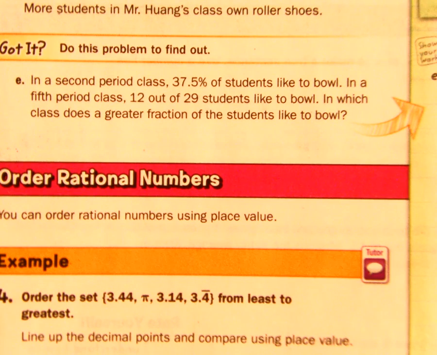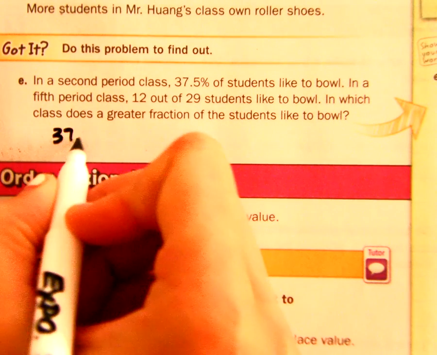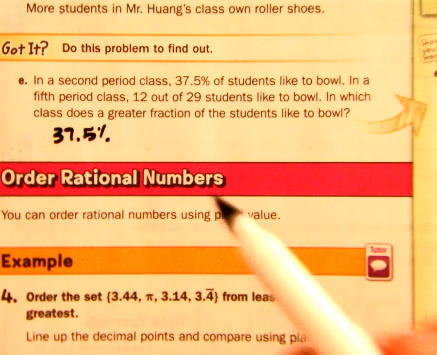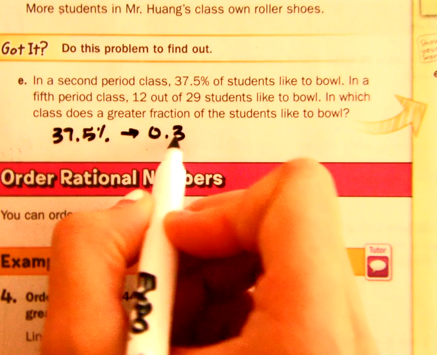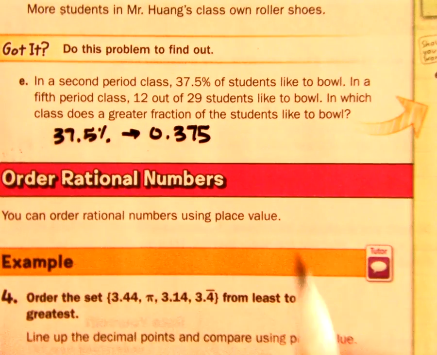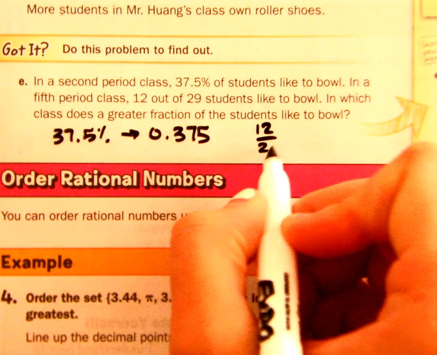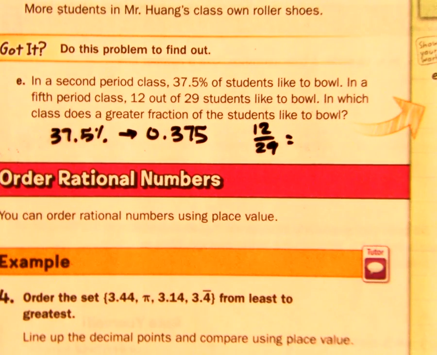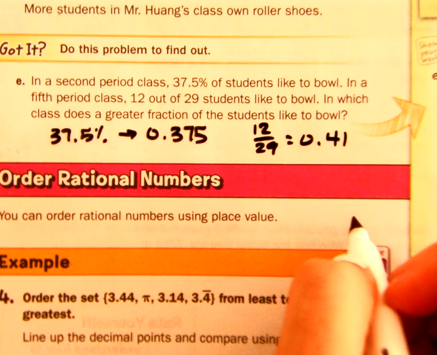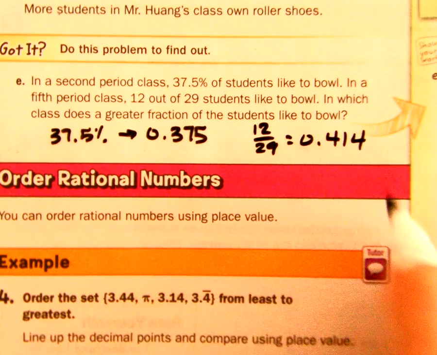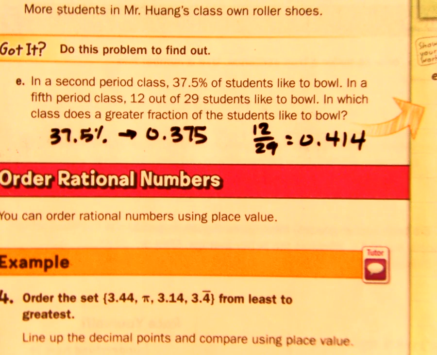Okay, when we're comparing, again, it's got to be in the same form. So either we make it percents, decimals, or fractions. I like to work with decimals because I can change 37.5% to a decimal. I take my decimal point and I move it to the left twice. So this would be 0.375, thousandths. And I know I can take 12/29 and make that a decimal. So I take numerator divided by denominator, and I'd get 0.414, thousandths.